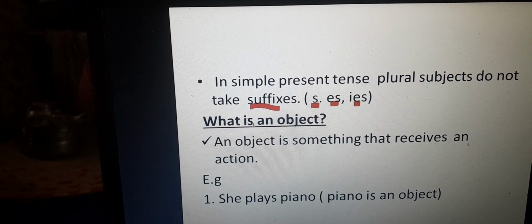So what is an object? An object is something that receives an action, okay? Receives an action. So this is one thing that you should know very well. And she plays piano. Piano is here an object, okay? Piano is an object, right?